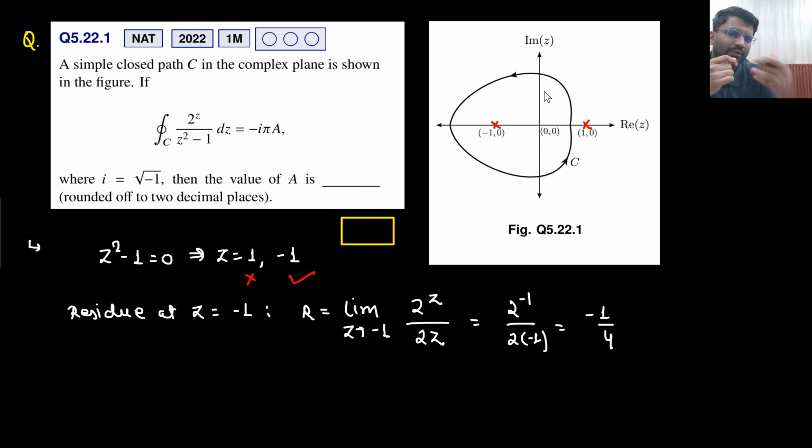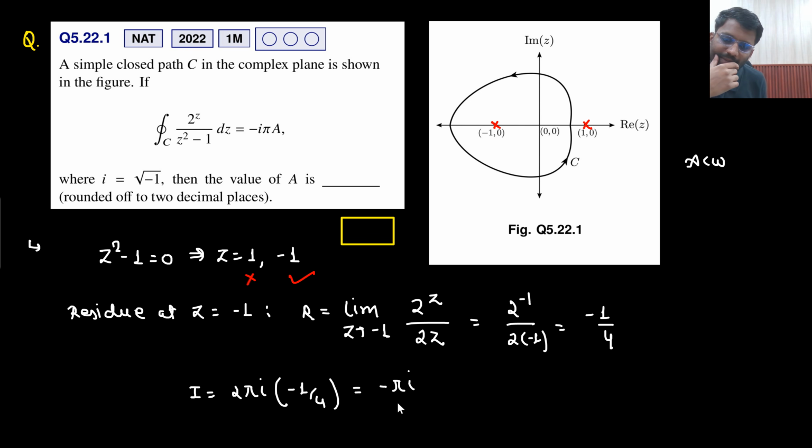No, in the diagram they have shown the encirclement anti-clockwise. Encirclement is anti-clockwise. So what will be the answer? 2 pi i times the sum of residues, that would be minus 1 by 4. So the answer is coming out to be minus pi i by 2. So if you compare here, the value of A is coming out to be 1 by 2. This is the answer that we are getting.